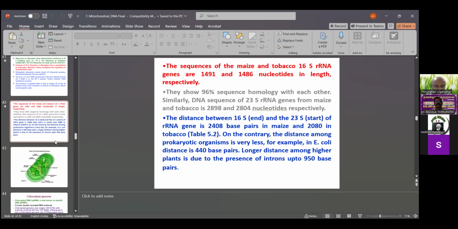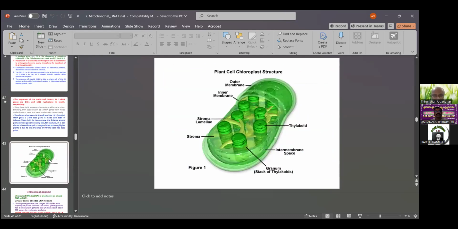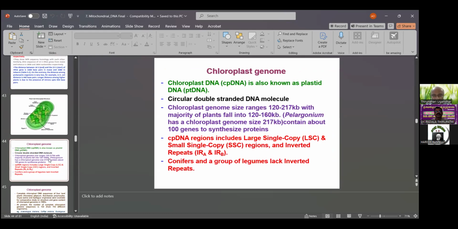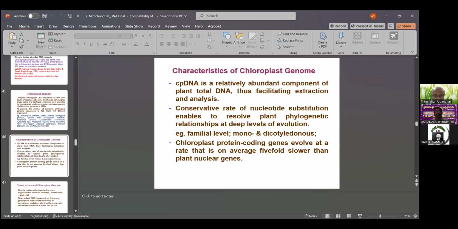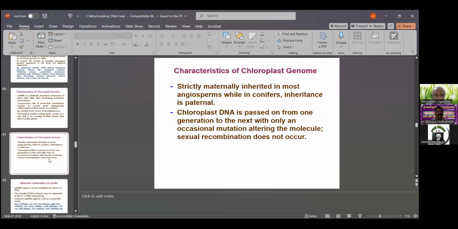But this is the chloroplast structure and the chloroplast genome. This is also one important feature of these organisms. Here the completed cpDNA is also a relatively abundant component of plant DNA. These are the characteristic features of the chloroplast genome.